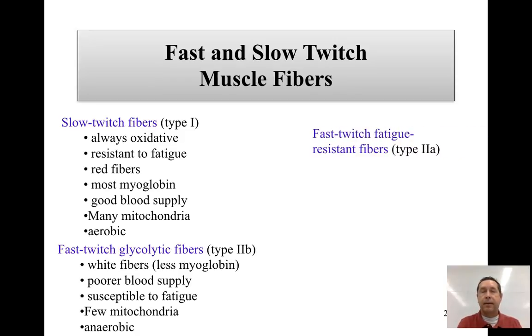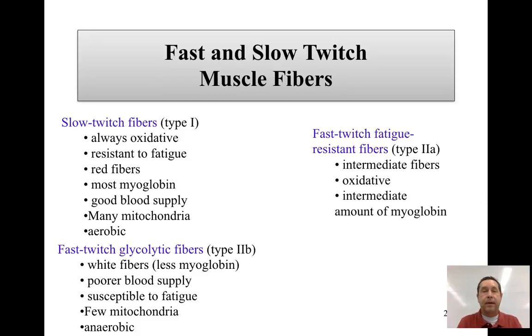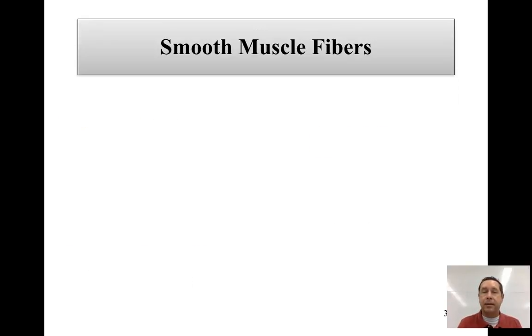And then there are kind of these intermediate fibers, these fast twitch fatigue resistant fibers or type 2A fibers. They are usually oxidative. They have an intermediate amount of myoglobin in between the slow and the fast glycolytic. They're kind of a pinkish or reddish color, again because they have more myoglobin than the fast twitch glycolytic, but not as much as the slow twitch fibers. They are more resistant to fatigue than the type 2B fibers, but not as much as the type 1. Okay. So that's kind of it for skeletal muscle tissue.